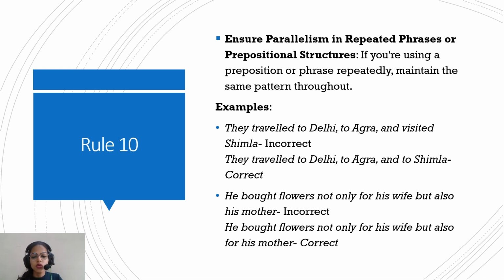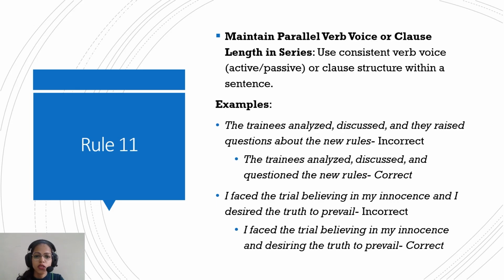He bought flowers not only for his wife but also his mother. Better: he bought flowers not only for his wife but also for his mother. So again, if you are repeating a phrase, repeat the whole phrase. If you're repeating a word, repeat that word. If you're repeating an infinitive, repeat the infinitive: to plus verb, to plus verb, to plus verb. Okay, I hope it's clear.